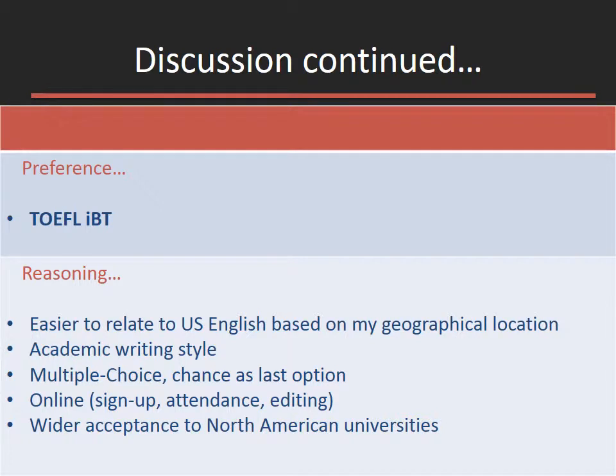Expressing my personal opinion on the two measures, I somewhat prefer the TOEFL iBT because of the following reasons. It's easier to relate to US English based on my geographical location. It employs an academic writing style. The questions are multiple choice, meaning chance is a last option. It's carried out online, both sign-up, attendance, and editing, and it's more widely accepted by North American universities. However, this does not discredit the fact that reliability and validity statistics are missing for this measure.